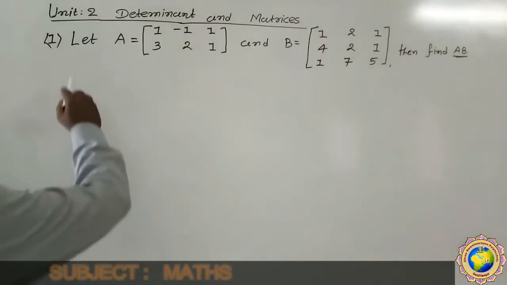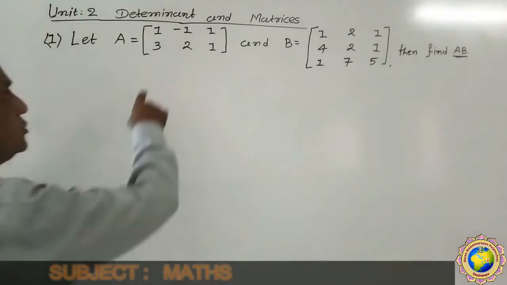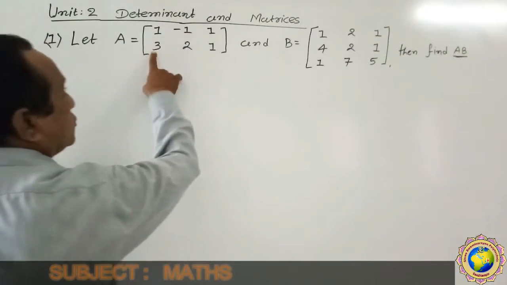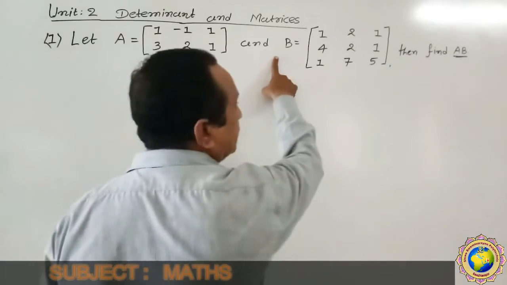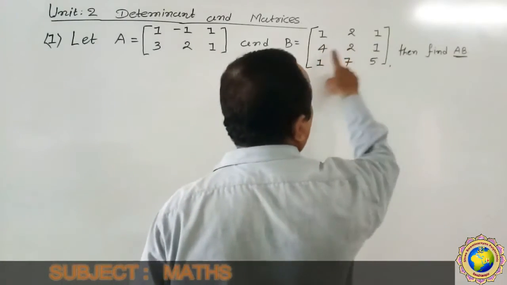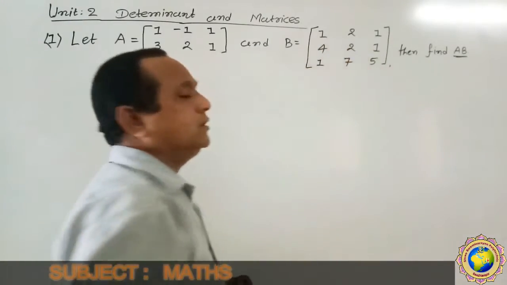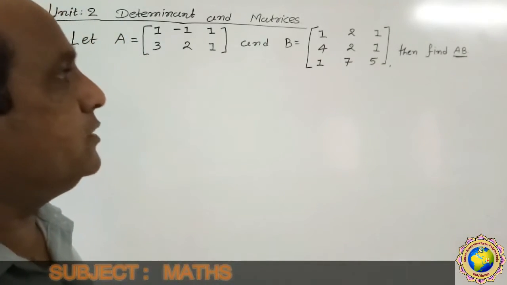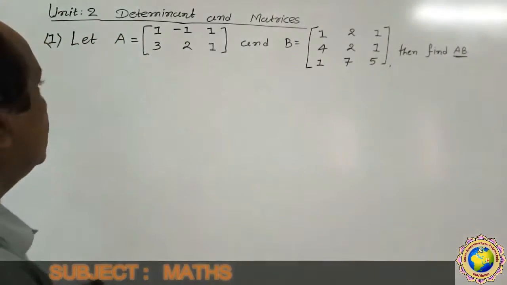Here, given that A is equal to first row 1 minus 1 1, second row 3 2 1, and B is equal to first row 1 2 1, second row 4 2 1, and third row 1 7 5. Then find AB. Now, solution.